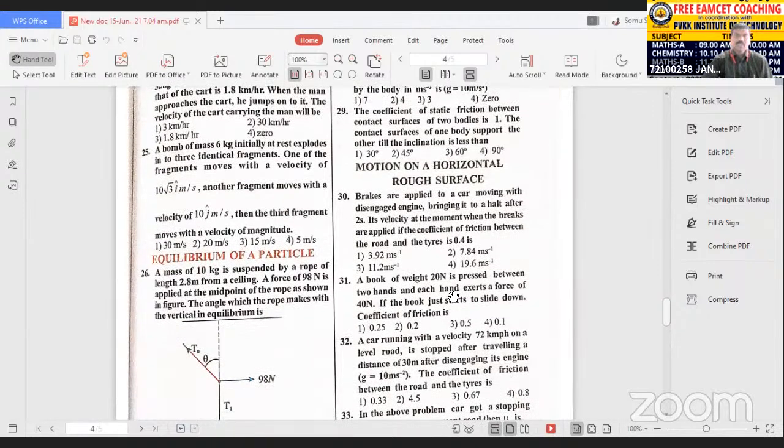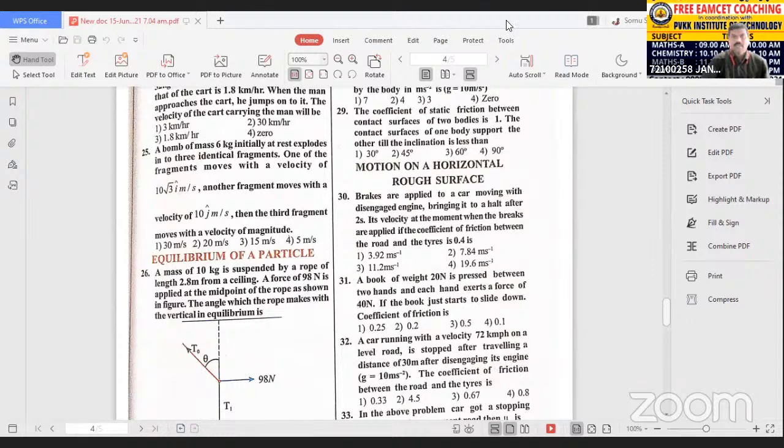Next, problem number 31. Observe that. A book of weight 20 Newton is pressed between two hands, and each hand exerts a force of 40 Newton. The book just starts to slide down. The coefficient of friction is? So what is given? Weight is equal to 20 Newton, and the force is 40 Newton. The book just starts to slide down. Now we have to find mu.